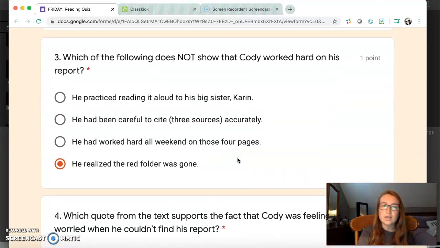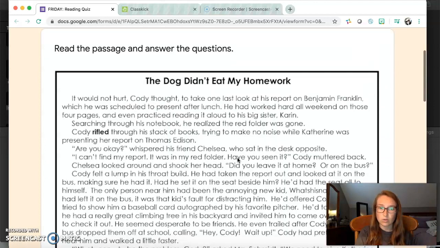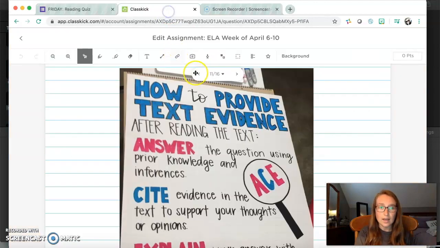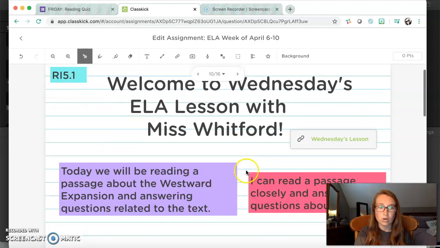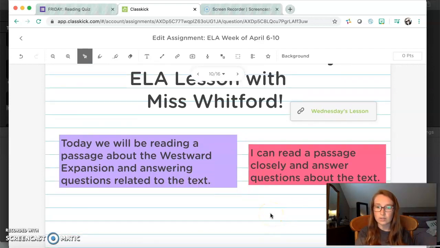So you guys can see how I use the ACE model to read the passage and then answer the questions. So today, you guys are going to be reading a passage about the westward expansion and answering questions related to the text. Your I can statement is that I can read a passage closely and answer questions about the text.